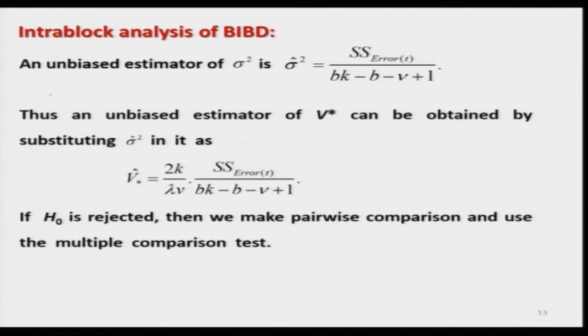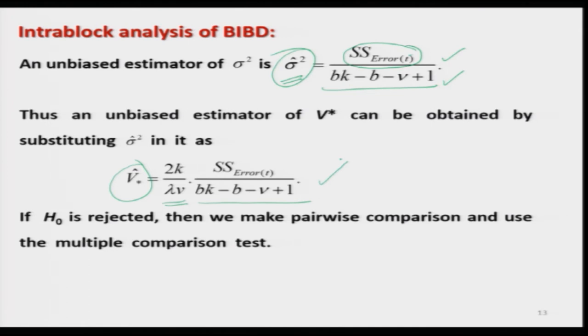Now the question is, how are you going to obtain an unbiased estimator of sigma square? Try to recall that we already had obtained an unbiased estimator of sigma square, which was the mean square due to error, that was sum of square due to error divided by the degrees of freedom. So, I can write that sigma square hat is equal to SS error, which is obtained for the treatment effect T, divided by the degrees of freedom bk minus b minus v plus 1. An unbiased estimator of V star can be obtained by using this sigma square hat in place of sigma square in V star, and we obtain V star hat, which is 2k upon lambda V into SS error in the case of treatment adjusted, divided by the degrees of freedom.